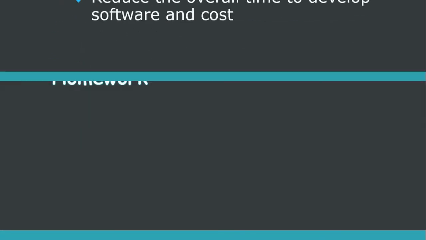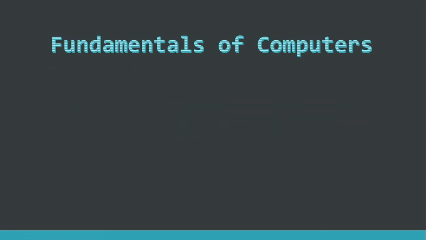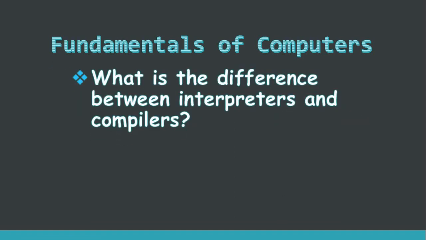Today's homework is, what is the difference between assembly language and high-level language? I repeat the question. What is the difference between assembly language and high-level language? Next is an open question to answer in the comment section. The question is, what is the difference between interpreters and compilers? Answer this question in the comment section.